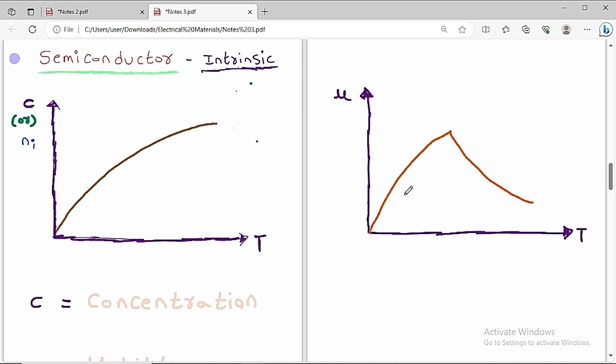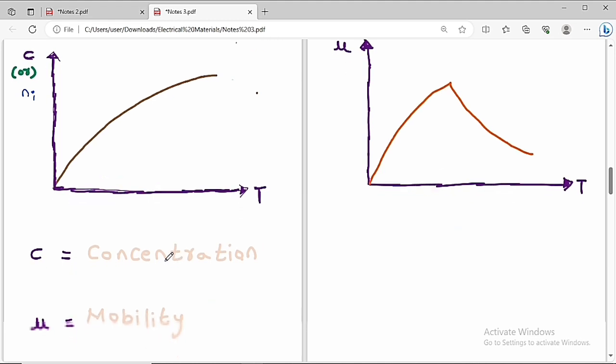So you can see clearly from this graph. Whenever you try to increase the temperature, up to a certain temperature the mobility will increase, but after that it will decrease. This is the same for the electron as well as the hole. The mobility is available for both the electron as well as the hole. At a certain temperature the mobility will increase, but after that it will decrease, as you can see clearly from this picture.